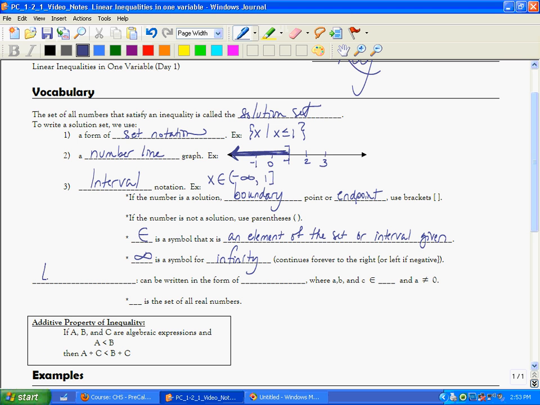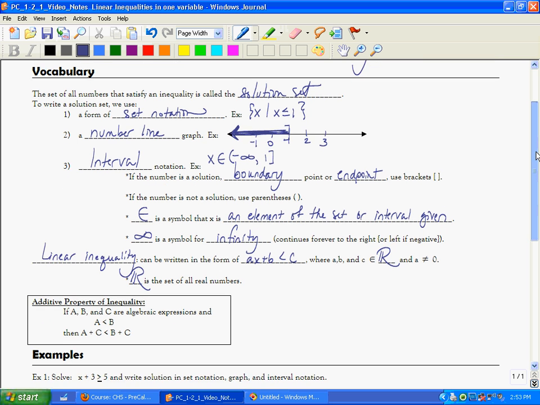And a linear inequality can be written in the form of ax plus b is less than c. This is in the form of mx plus b, which is a line. That less than can be any less than, greater than, less than or equal to, whatever makes it an inequality. And a, b, and c are in the set of real numbers, where that fancy R represents real numbers, and a can't be 0, otherwise this isn't a line.